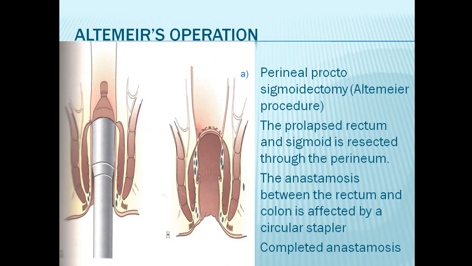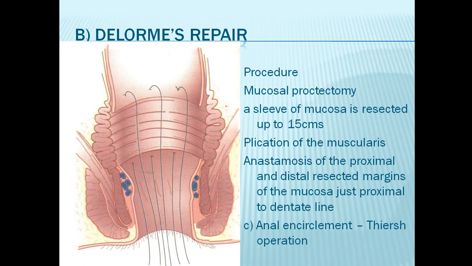When you approach perineally, you have the perineal proctosigmoidectomy, or the Altemeier's procedure. So the approach is perineal. Here the prolapsed rectum and the sigmoid are resected through the perineum, and the anastomosis is done between the rectum and the colon with the help of a circular stapler. That is Altemeier's operation.